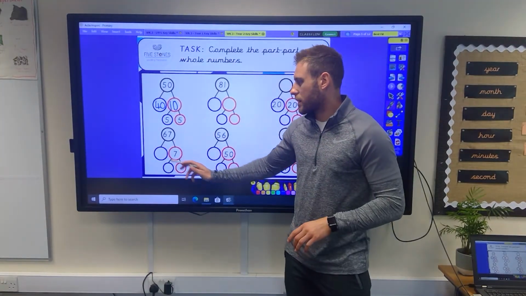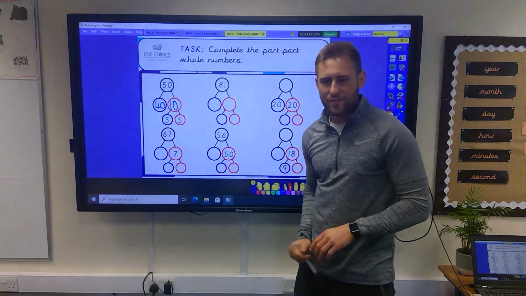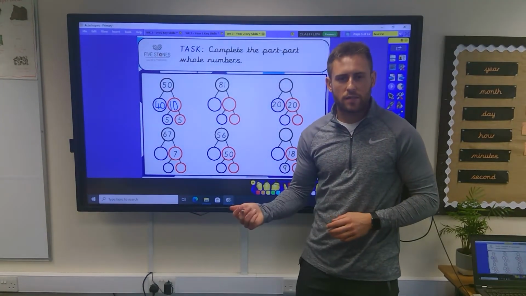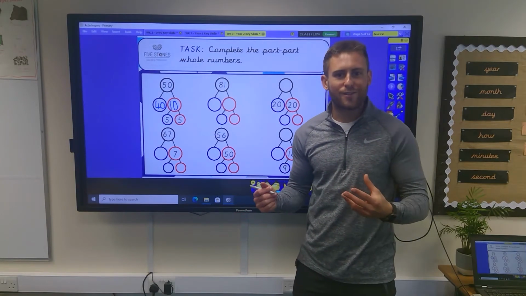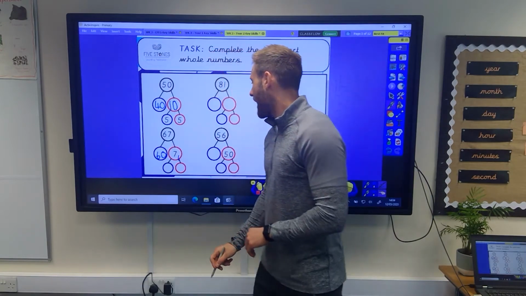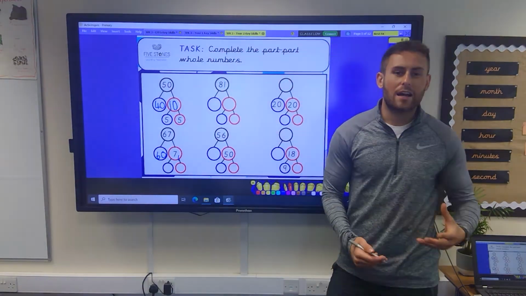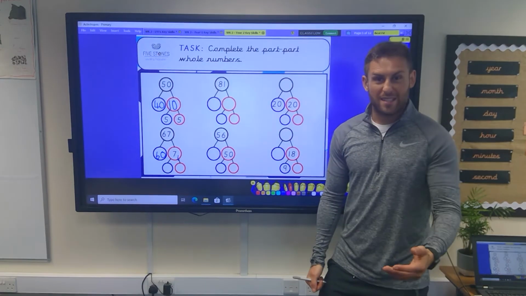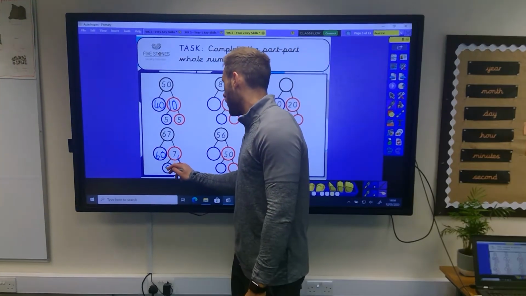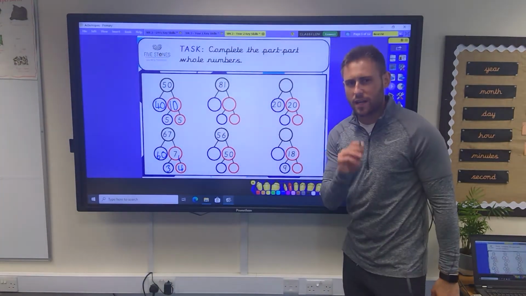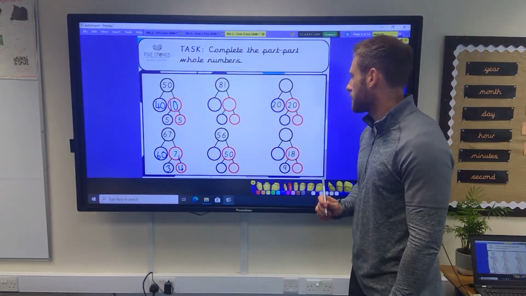Looking at this one, we've also got the part of 7 from that whole of 67. What's the other part? 60. Great work. And you might have gone off and partitioned your 7 into many different pairs. It could have been 5 and 2. It could be 6 and 1. I'm going to go for 3 and 4. Two parts that are very close together.